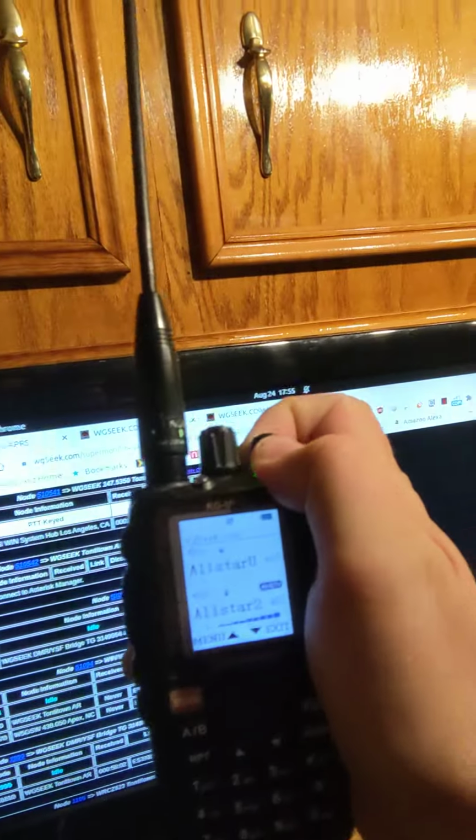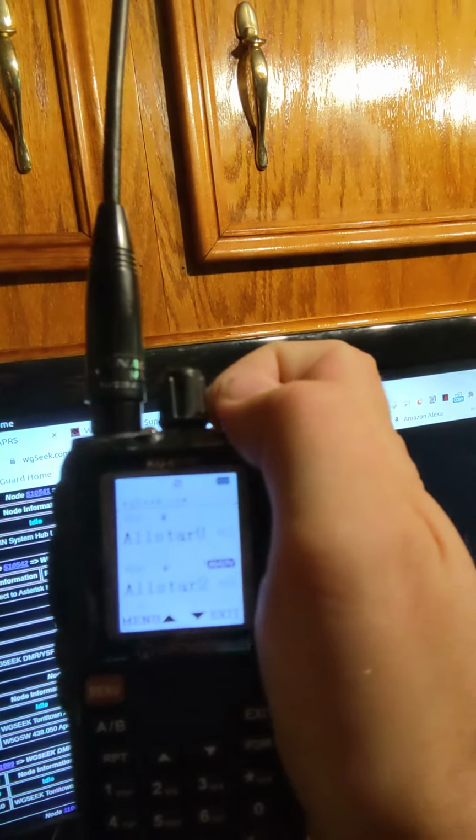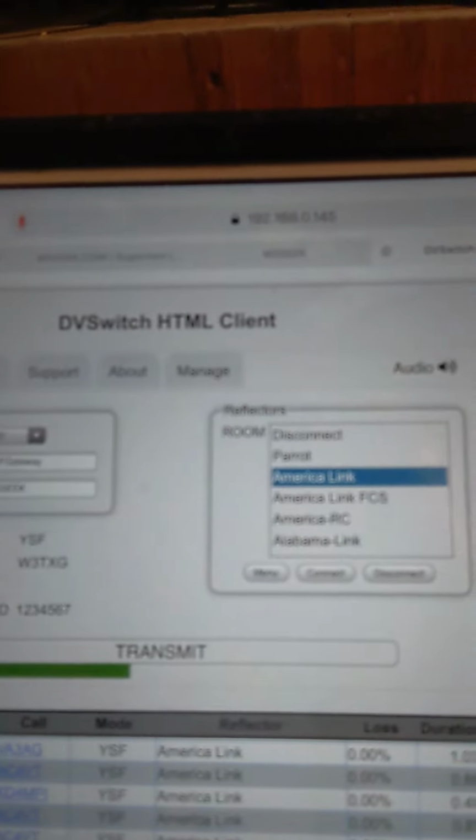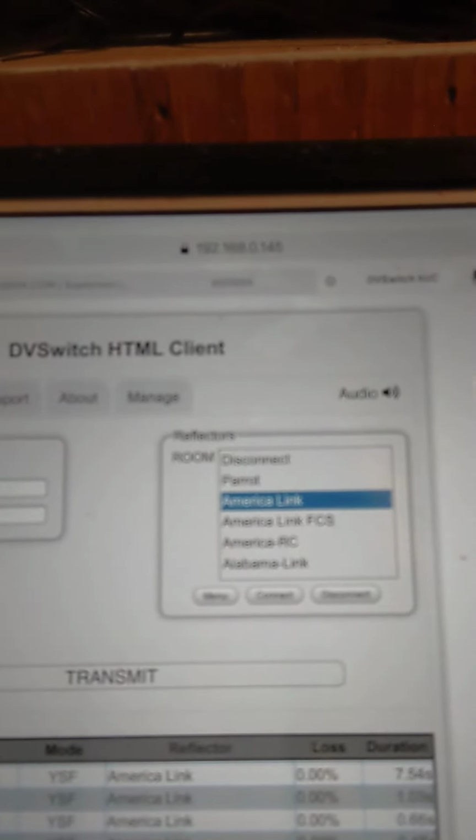I can kind of see if someone's talking. Let's see. Not really talking, but you can see that it keyed up here. It says they're transmitting, then it comes out on the radio. There you go.